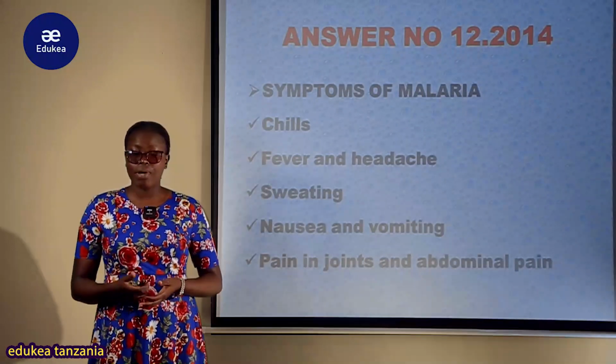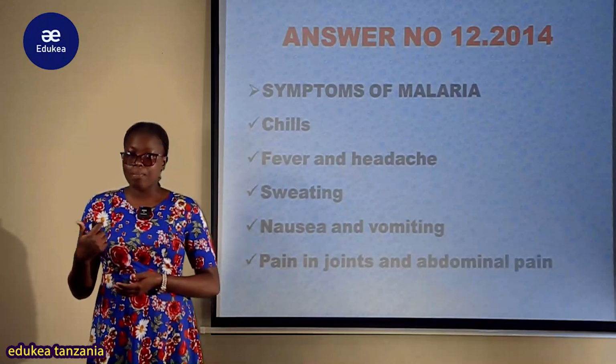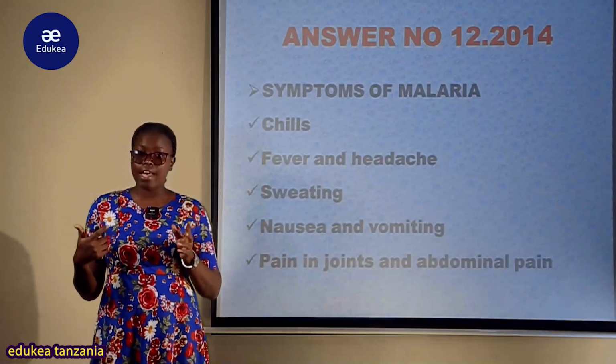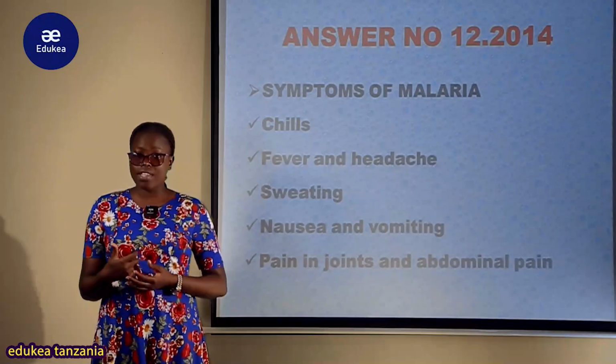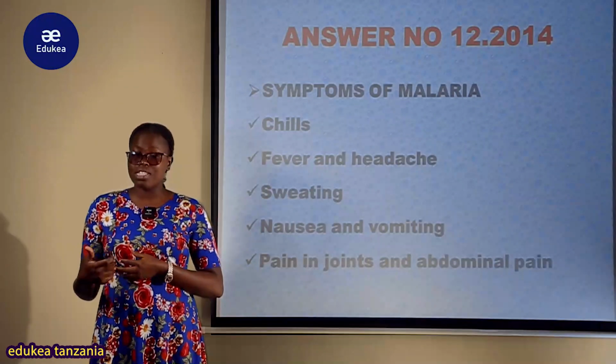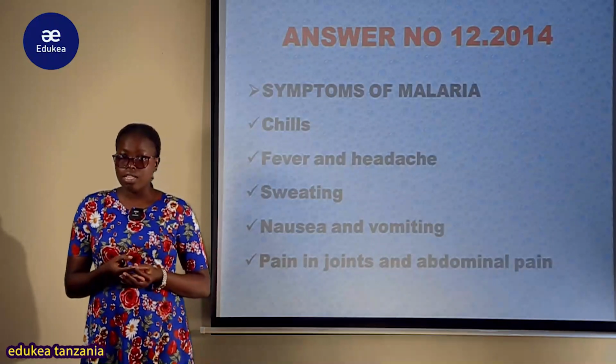A person suffering from malaria tends to have fever, also tends to experience pain in the joint of the head. Mtu anakuwa anaumwa kichwa, anakuwa na homa. Vile sweating, mtu anaanza kutoka jasho because the body temperature tends to rise above the normal. So inapelekea sweating as one of the mechanisms of cooling the body.